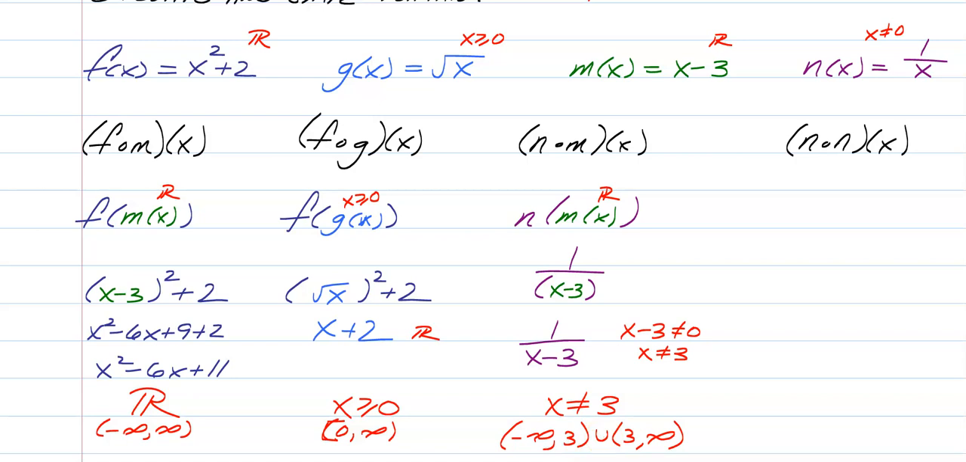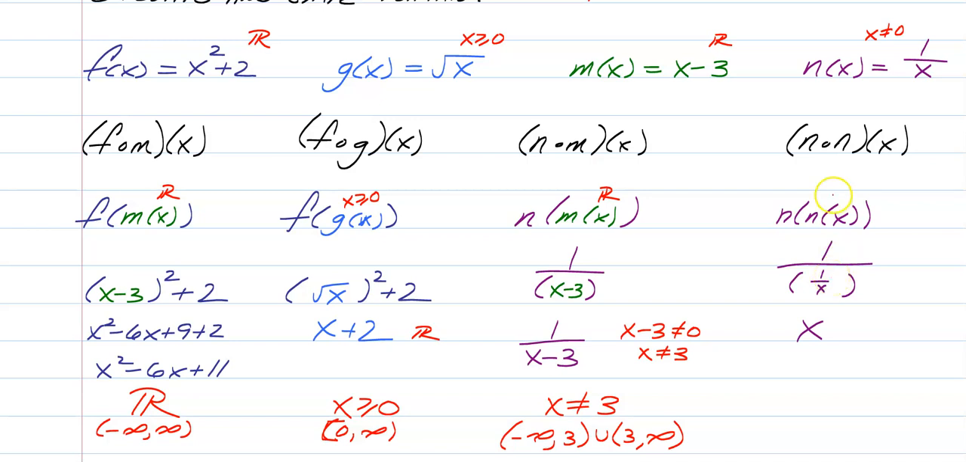We had n of x, which basically should have looked a little bit like this. So we have n going into itself. So if we had 1 over the parentheses, we're just going to put 1 over x back in there. And remember, this is like dividing by a fraction, which means you multiply by the reciprocal, so you just get x. That is your final answer.